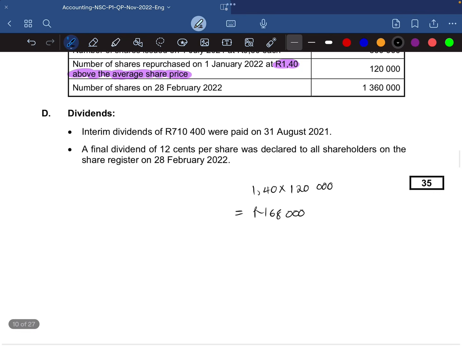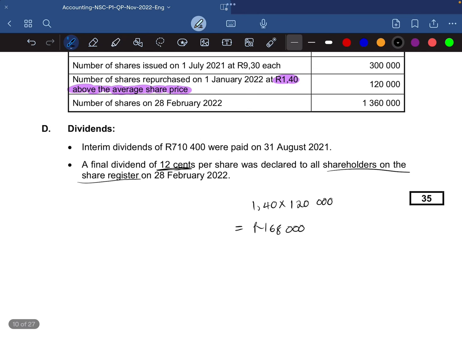Now, a final dividend of 12 cents per share was declared to all shareholders on the share register on 28 February 2022. So that means dividends were issued to the shares that were in issue at the end of the year. Shareholders on the register just simply means the number of shares that we had issued at the end of the year, and the number of shares that we had issued at the end of the year was 1,360,000.